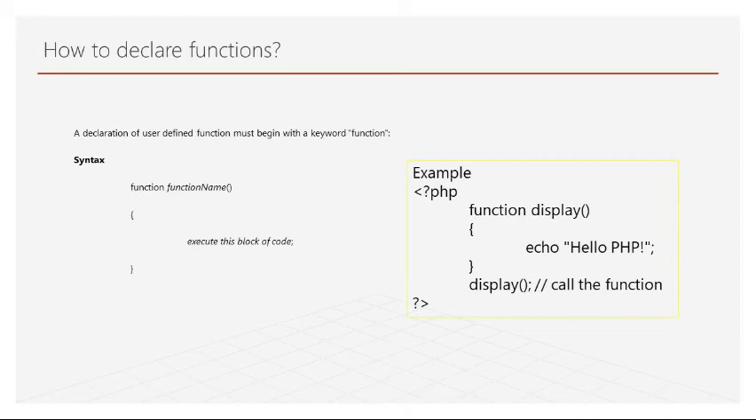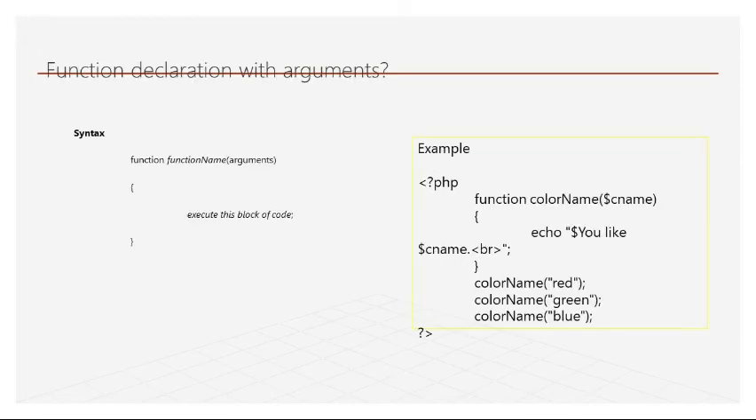User-defined function creation. A declaration of a user-defined function must begin with the keyword function. A function name can begin with an underscore or a letter, not a number. Function names are not case sensitive. PHP function arguments. Function arguments are used to pass information to functions. An argument is like a variable and is specified inside the parentheses, after the function name. The programmer can add any number of arguments as needed, just by separating them with a comma. We can learn more about how to use functions and reduce code complexity in the practical video lectures.